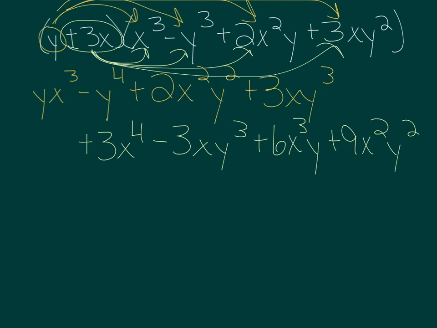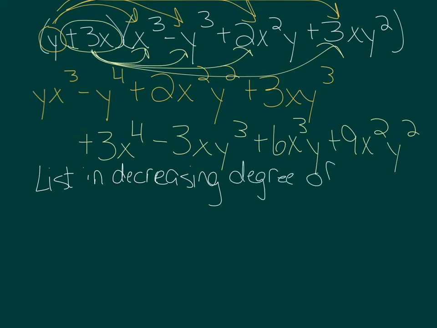Now, after you distribute, notice there's x's and y's everywhere. We're going to list in decreasing degree of x. So we're going to start with our highest x power. Notice I have a 3x to the fourth. So I'm going to list it first. It has no like terms, so it's done.